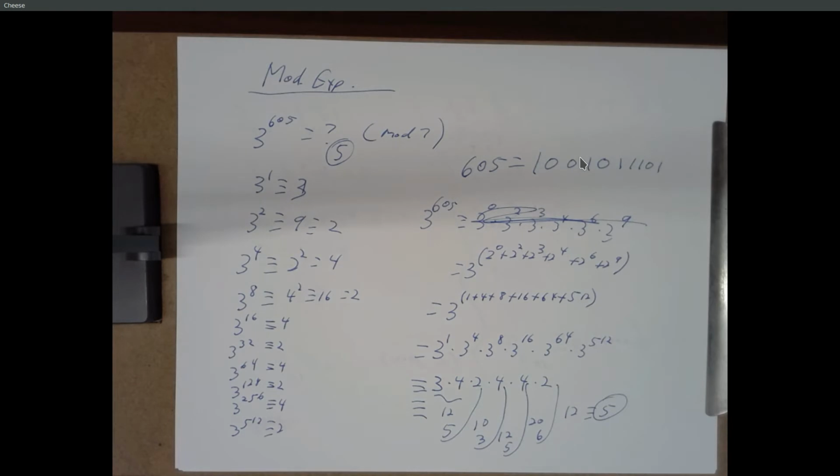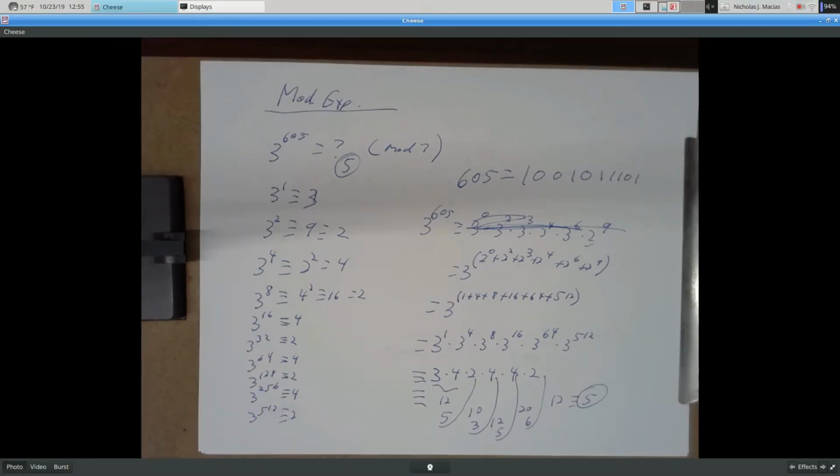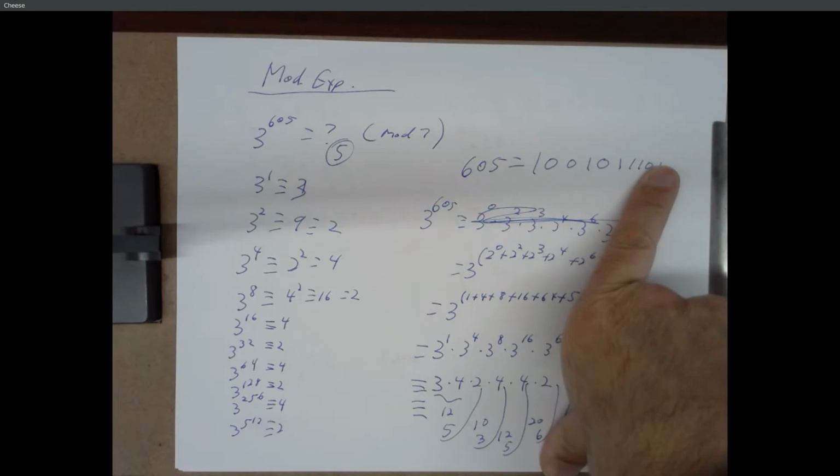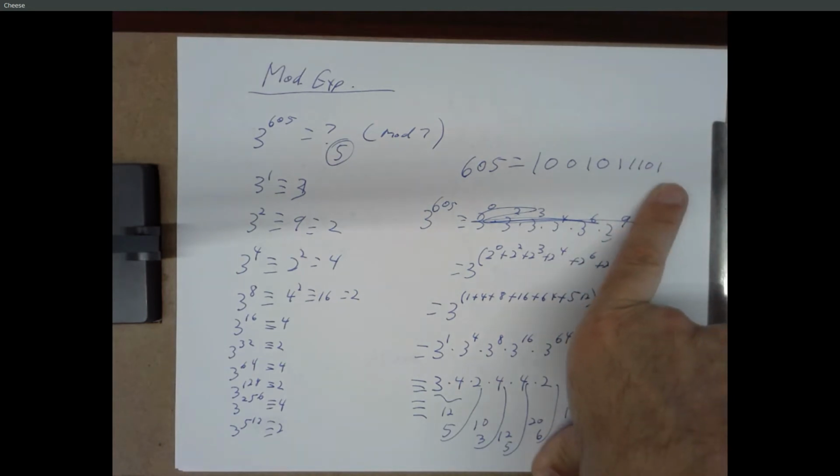So it's not as fast as just using a computer. But if we wanted a computer to do this for us, it can be turned into an algorithm very easily, right? Take your exponent, write it in binary, which computers think about these things in binary anyway.